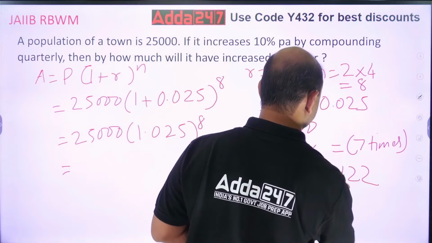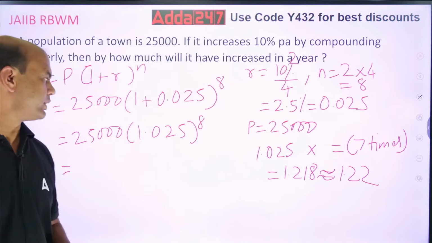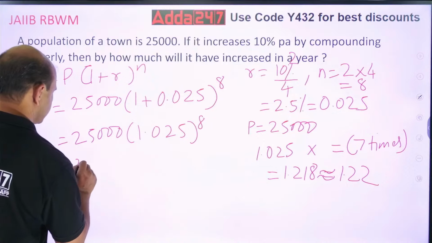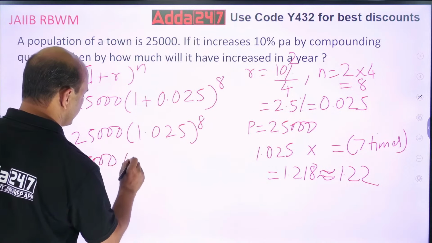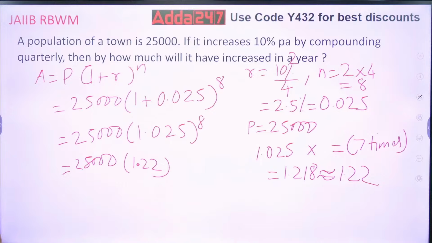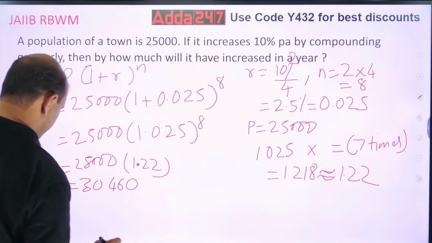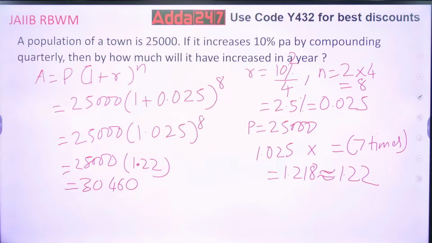Okay? It's actually like this. Equivalent to 1.22. So this I'll do it. 1.22. So write this 25,000 into 1.22. Okay? Now multiply this. 1.22 into 25,000. So that is equal to 30,460. 30,460. Okay? Or 61 you can say. So 30,460.